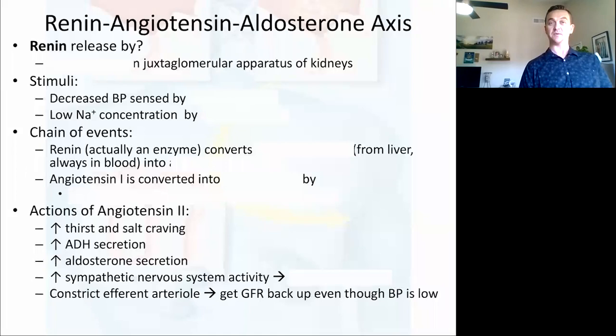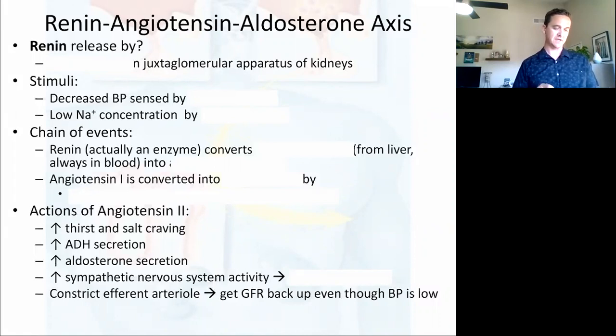Okay, what about this one? Renin-angiotensin-aldosterone axis, or the renin-angiotensin-aldosterone system. This is the whole process. We talked about this a little bit already, but I'm going to give you some more of the details here that you didn't have last time.